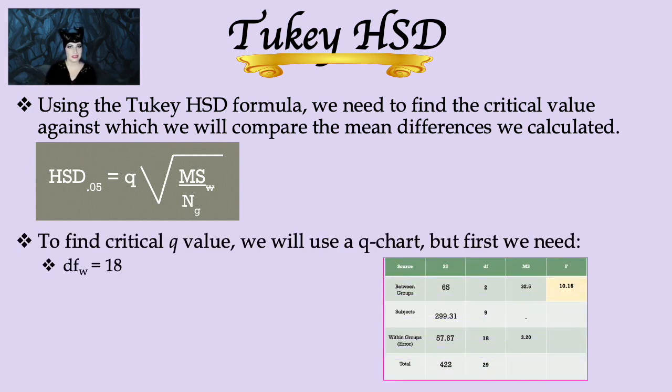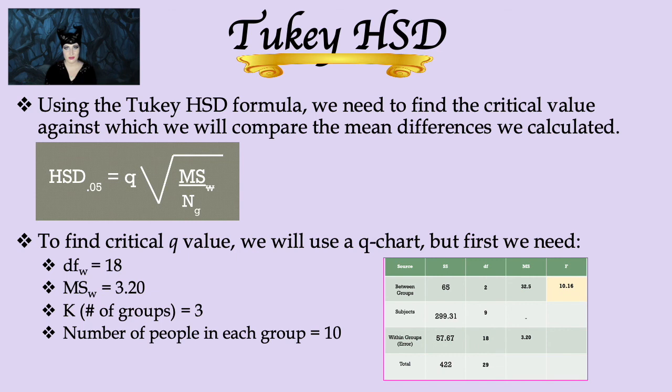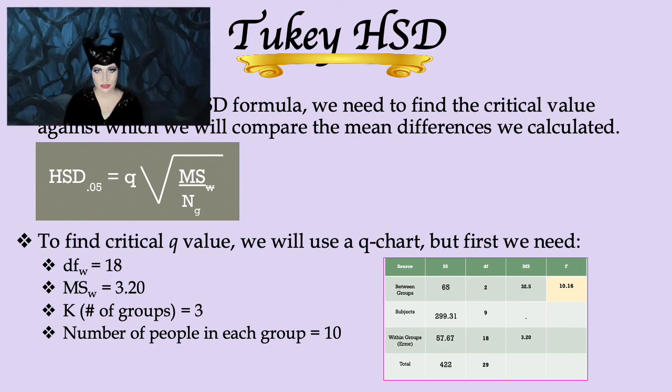So using the Tukey formula, we need to calculate a critical value against which we're going to compare all of the mean differences that we've just calculated. Once again, the formula says that our critical value is equal to the Q value multiplied by the square root of mean squared within divided by the n in each group. So we first need to identify degrees of freedom within, mean squared within, k, the number of groups, and the number of people in each group.